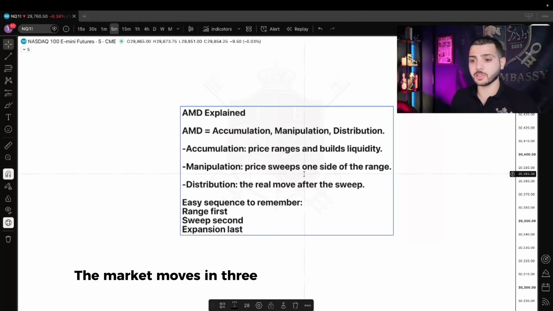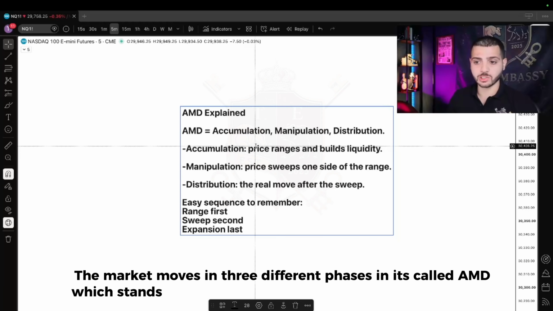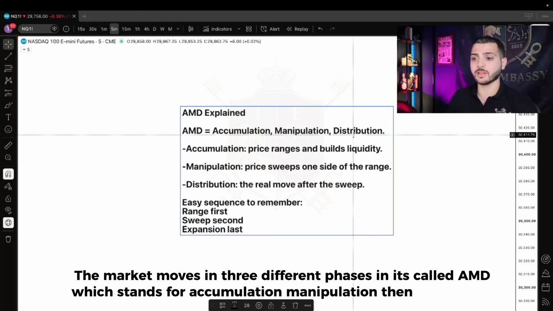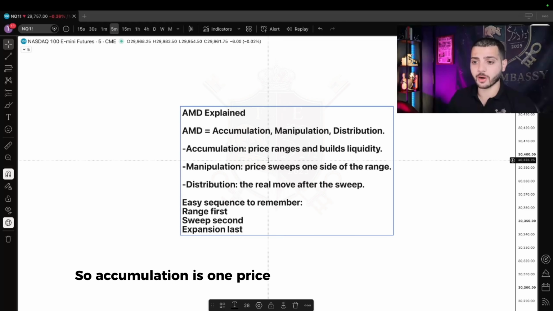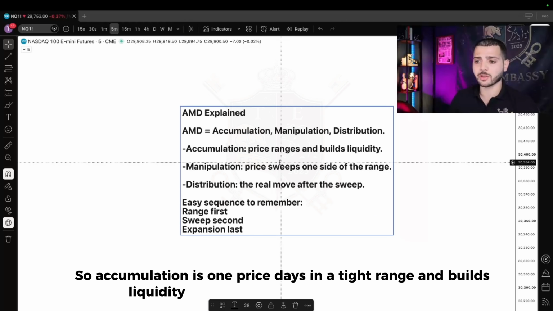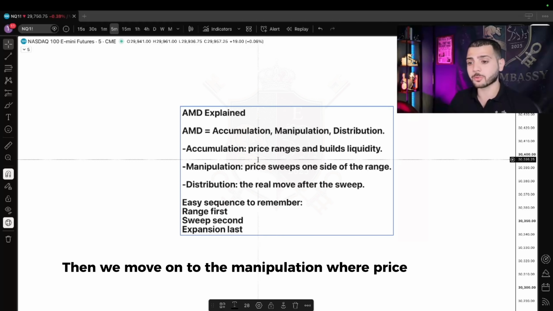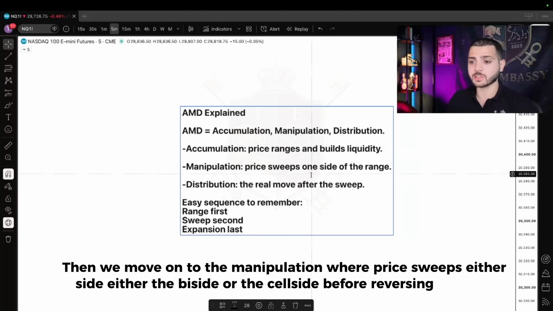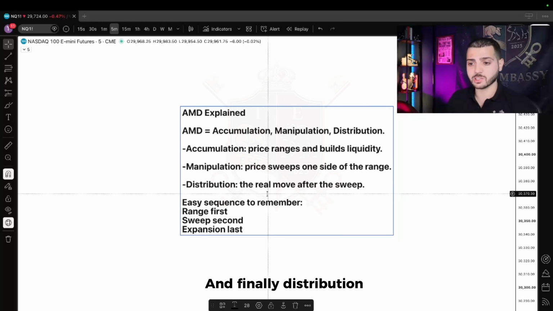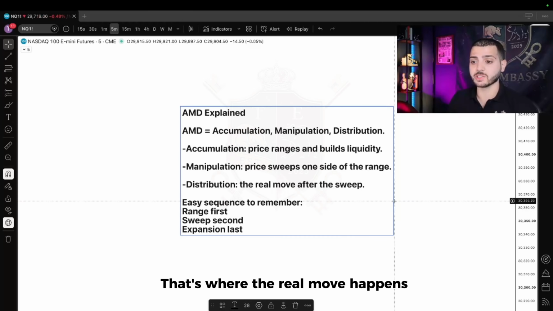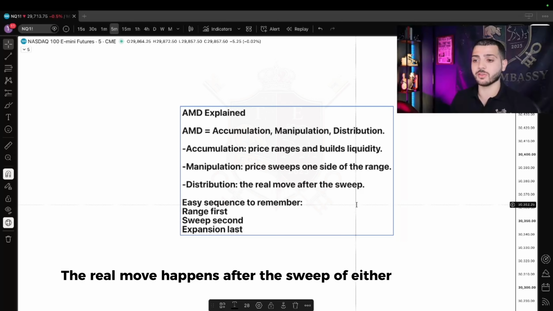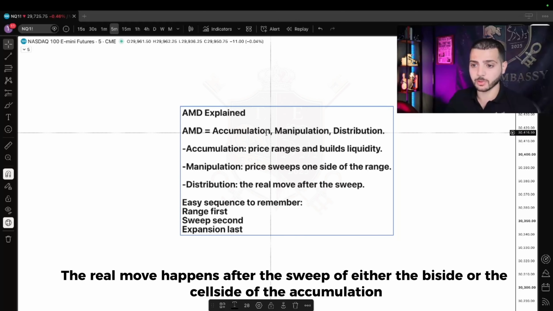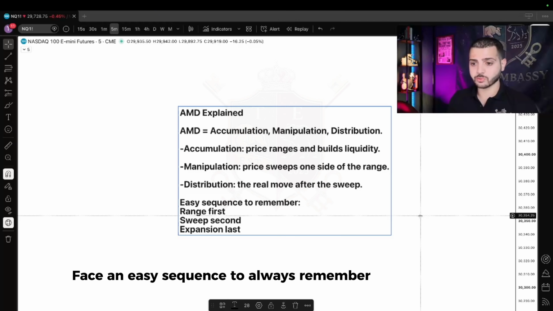The market moves in 3 different phases, and it's called AMD, which stands for accumulation, manipulation, then distribution. Accumulation is when price stays in a tight range and builds liquidity on both sides, both buy side and sell side. Then we move on to the manipulation, where price sweeps either the buy side or the sell side before reversing and going the opposite direction. And finally, distribution. That's where the real move happens, after the sweep of either the buy side or the sell side of the accumulation phase. An easy sequence to always remember: range first, sweep second, expansion last.